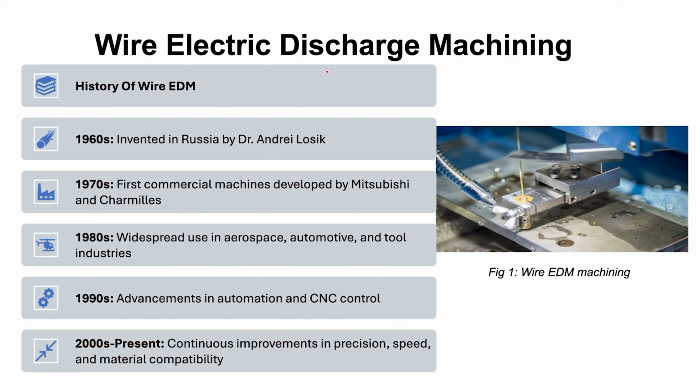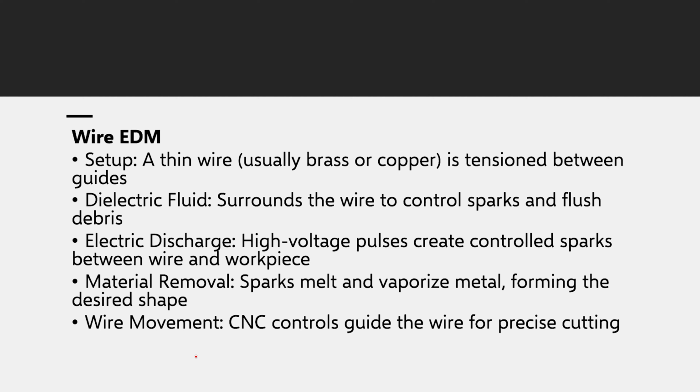So wire electric discharge machining was first invented in the 1960s. Then in the 1970s, the first commercial machine was introduced by Mitsubishi and Charmilles. Then in the 1980s, as we all know, aerospace and automotive industries started using it along with tool industries. In the 1990s, the advancement came with CNC control collaboration. From the 2000s till now, they are publishing research papers on it.